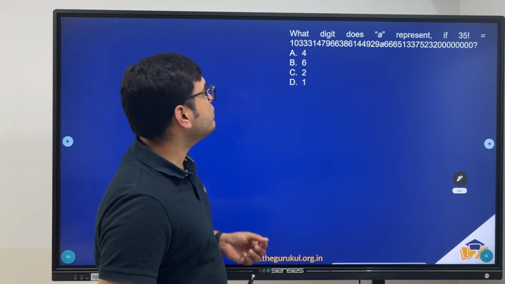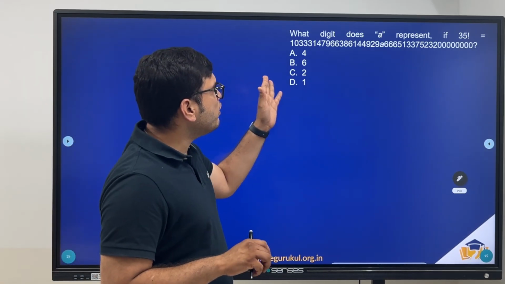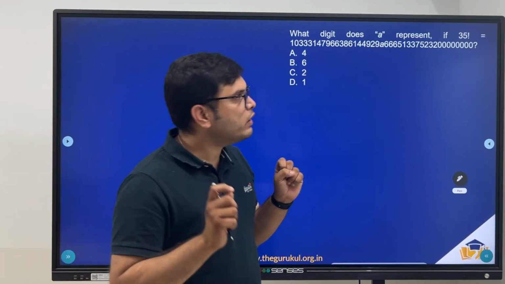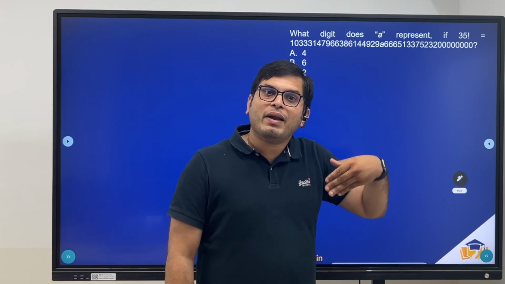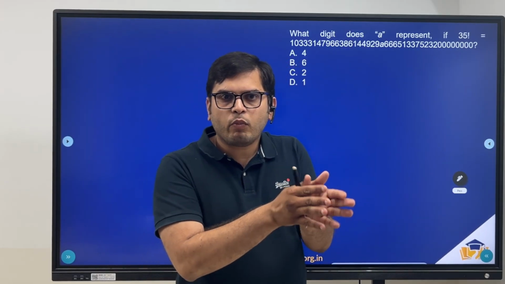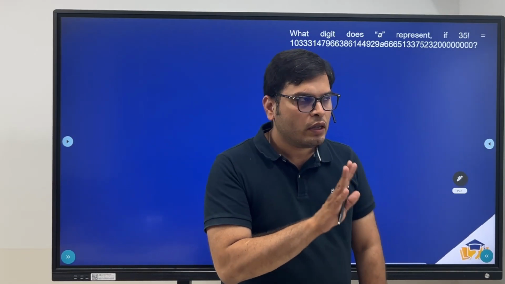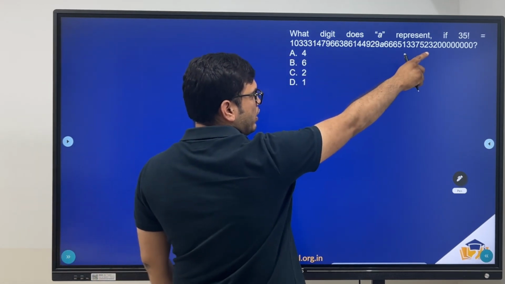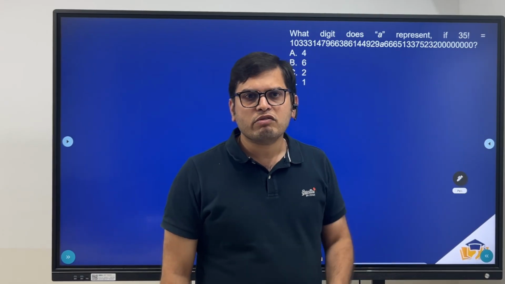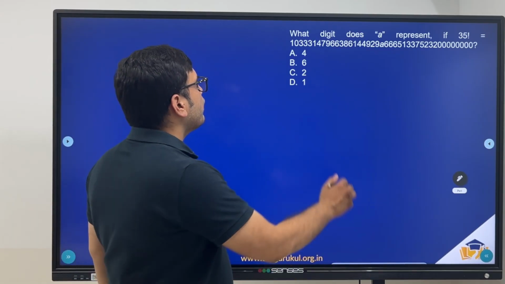Now coming to the next question, what digit does A represent if 35 factorial is equal to 10333147 and so on and so forth? Now I want you guys to understand that 35 factorial is a multiple of 9 or a multiple of 3, because 35 factorial is nothing but 1 into 2 into 3 into so on till 35, so 9 is one of the numbers. Now 35 factorial should be a multiple of 9, that is, exactly divisible by 9. So let's apply the divisibility rule of 9. So the sum of all the digits should be a multiple of 9.